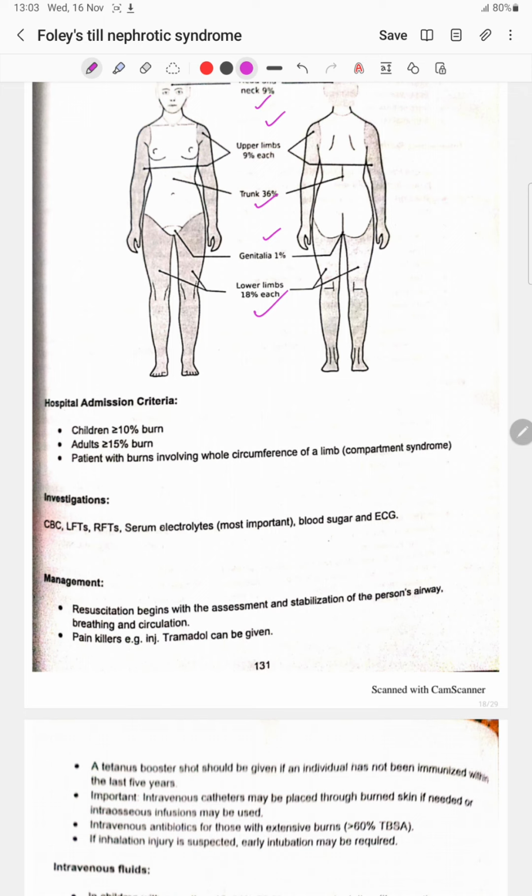Now, what are the hospital admission criteria? In children, a burn of more than or equal to 10%, in adults more than or equal to 15%, and patients with a burn involving the whole circumference of a limb, where compartment syndrome is possible, hence it's a necessity for admission. The investigations: complete blood count, LFTs, RFTs, and serum electrolytes. Most important, the blood sugar levels and the ECG are important.